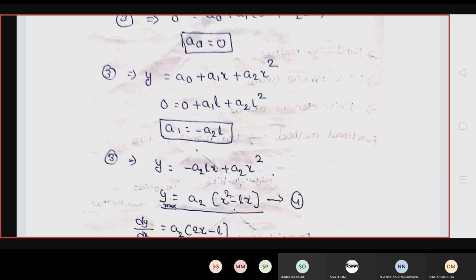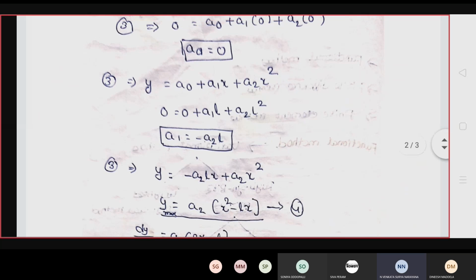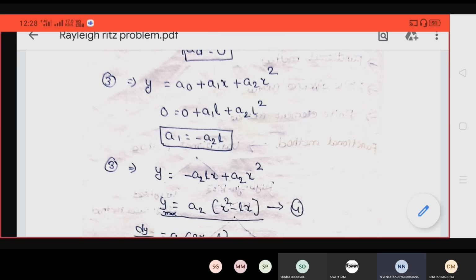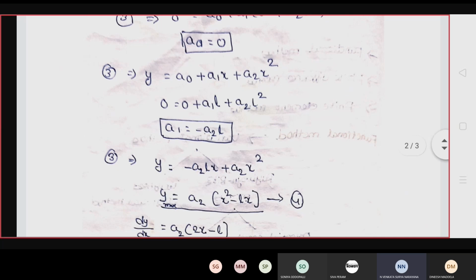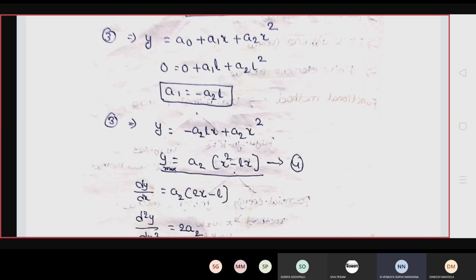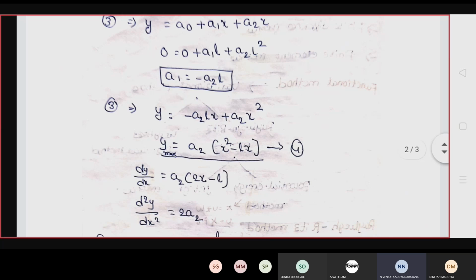From the third equation, I'm substituting the a1 value. y equal to a0 plus a1x plus a2x square. Here a0 is 0, plus a1 value, and we already know a1 equals minus a2L. Putting this a1 value, y equals 0 plus minus a2L x plus a2x square. Then y equals a2 common, remaining terms x square minus Lx. It is noted as the fourth equation.